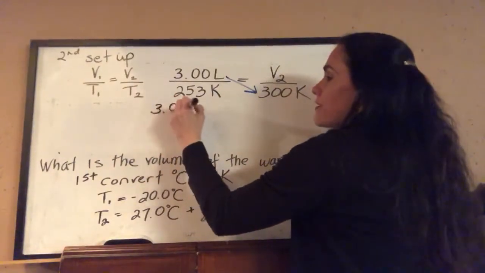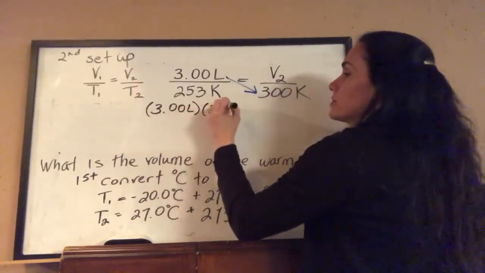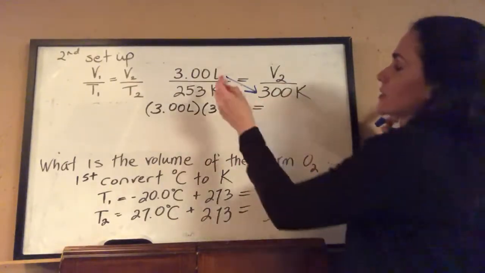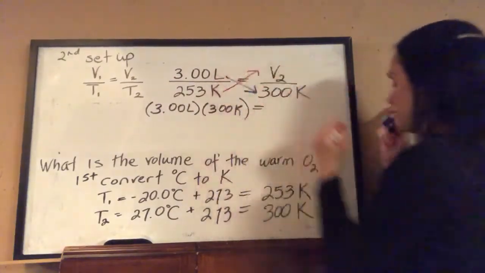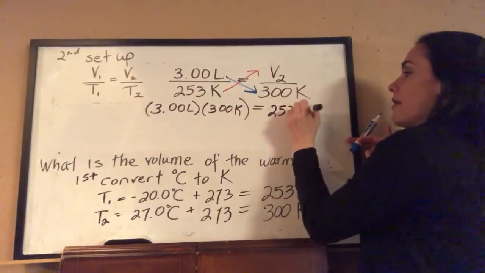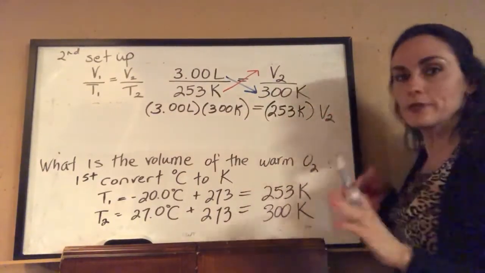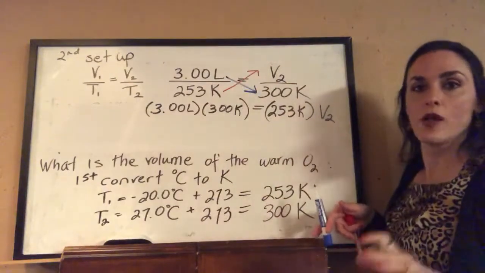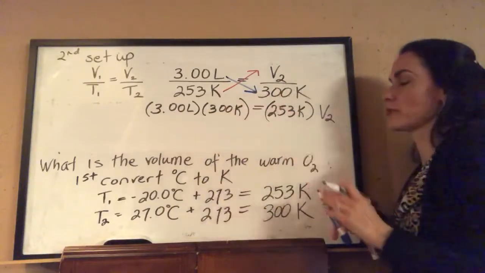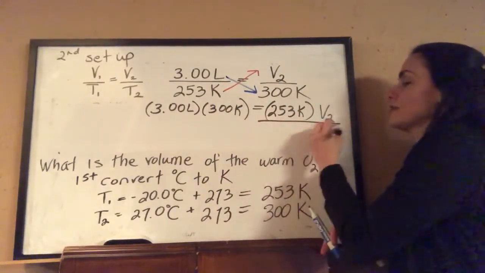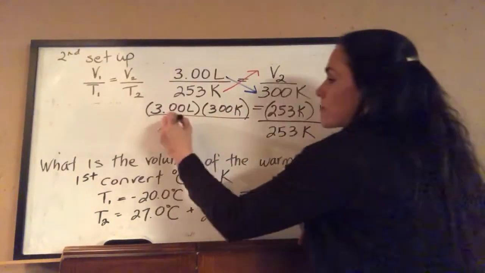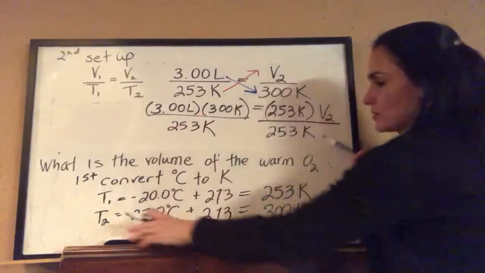So 3 liters times 300 Kelvin. That's one side of your equation. Equals the product of the other denominator times the other numerator, 253 Kelvin times V2. All right, we get rid of this whole fraction setup when we use cross multiplication. Okay, now it looks like a Boyle's law problem, okay? So we clearly see we need to find V2. So we divide both sides of the equation by 253 Kelvin.